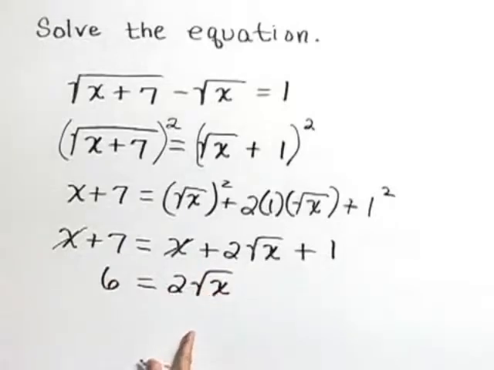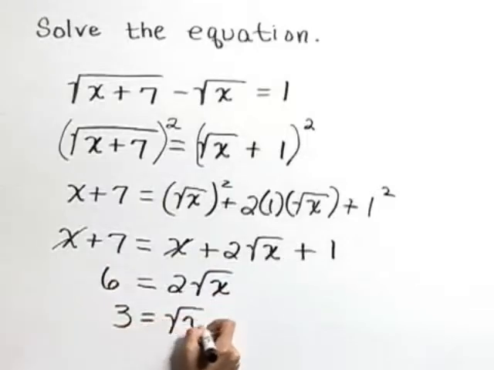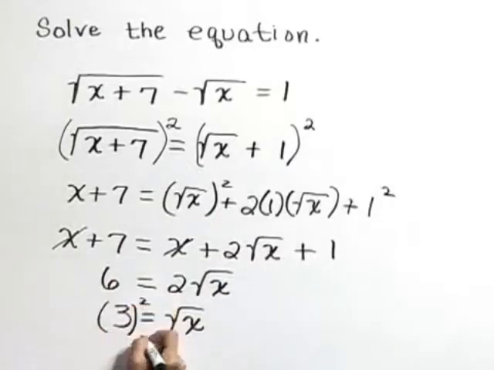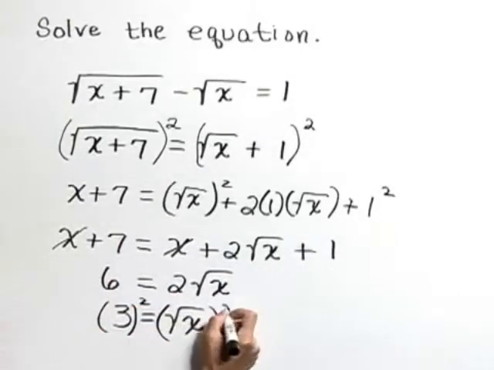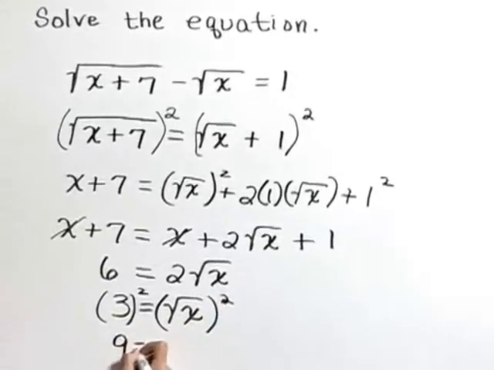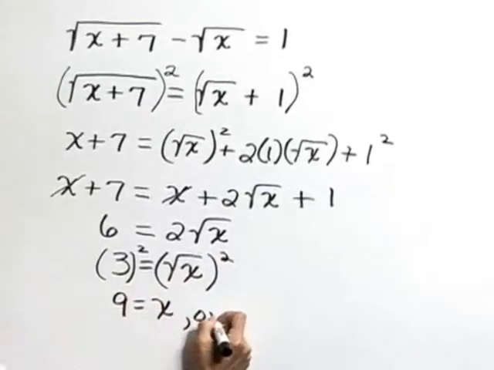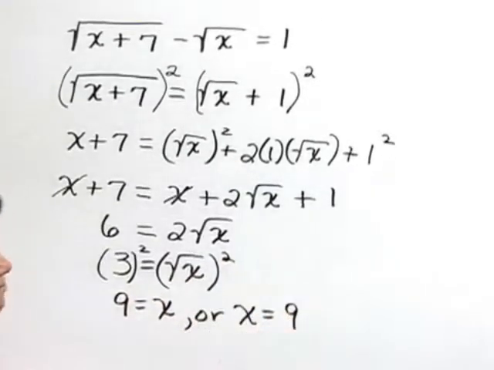Now I'm going to take one more step here and divide both sides by 2 to get 3 is equal to the square root of x. And now let's square both sides again. So 3 squared is equal to the square root of x squared, or 9 is equal to x. Or you might write that x is equal to 9. We have one possible solution.